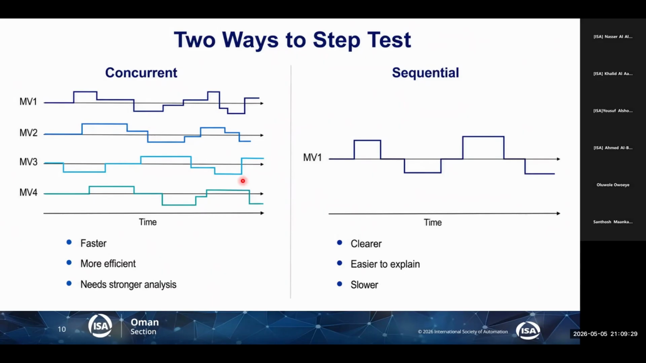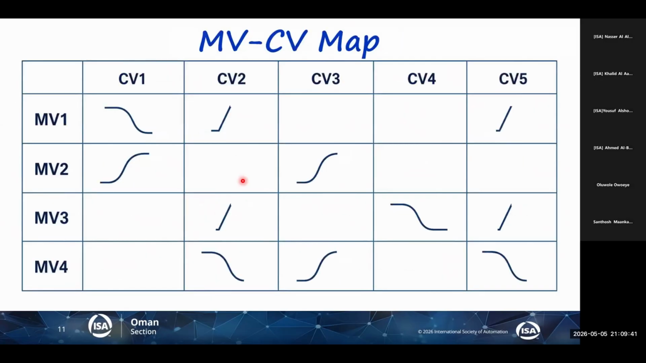Whether at the end of the day you are testing sequential or concurrent, the APC practitioner is really trying to understand the system, the whole system, to build a map, the MV-CV map. You see on the left-hand side, the rows are the handles, manipulated variables, and the columns are the controlled variables. As you see, one manipulated variable would affect multiple controlled variables.